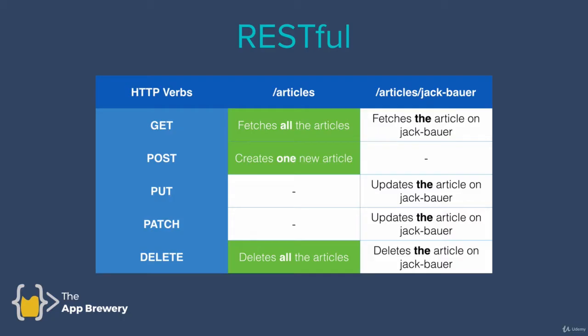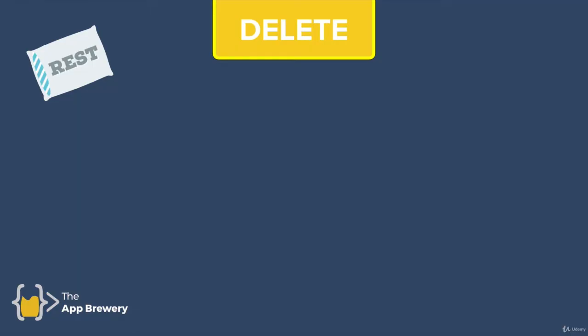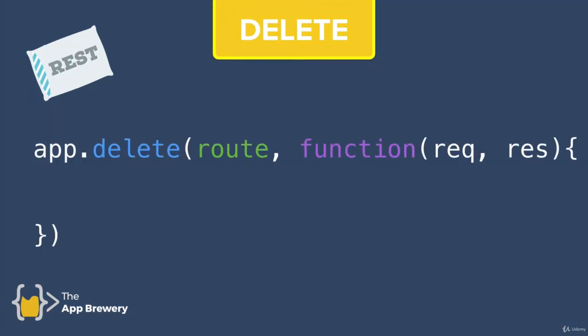So in this case, the client is sending an HTTP delete request to our /articles route, and this should delete all the articles in our collection. This is something we haven't done before using Express, but as you would imagine, it's pretty similar to get and post. It's simply app.delete, specifying the route and a callback.